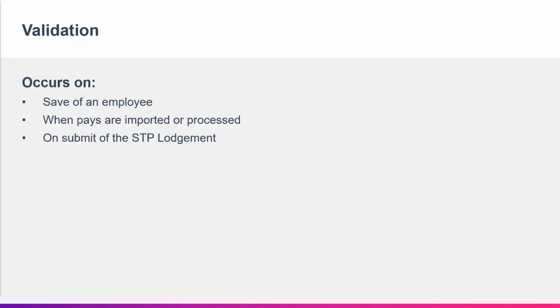Validation as per the ATO requirements has been added at various points within the system to ensure that users are notified of any issues when they occur rather than when these are submitted. A warning occurs on save of an employee and when pays are imported or processed. This does not prevent save but instead warns the user of potential issues that could cause a submission error. On submit, the file will be validated and any errors displayed. These must be corrected before the file can be sent to the ATO.